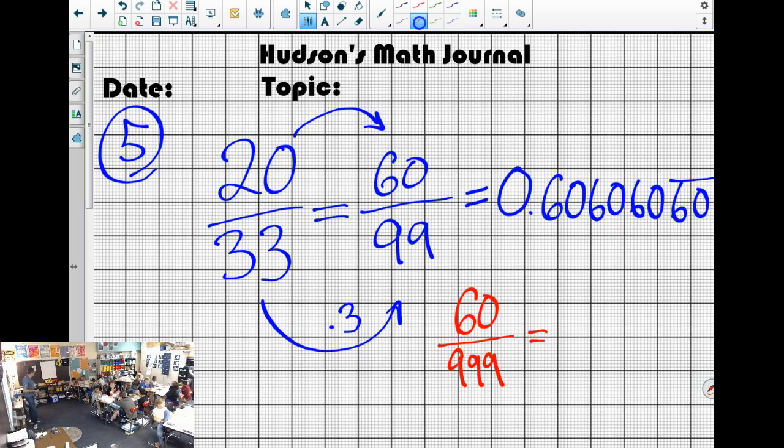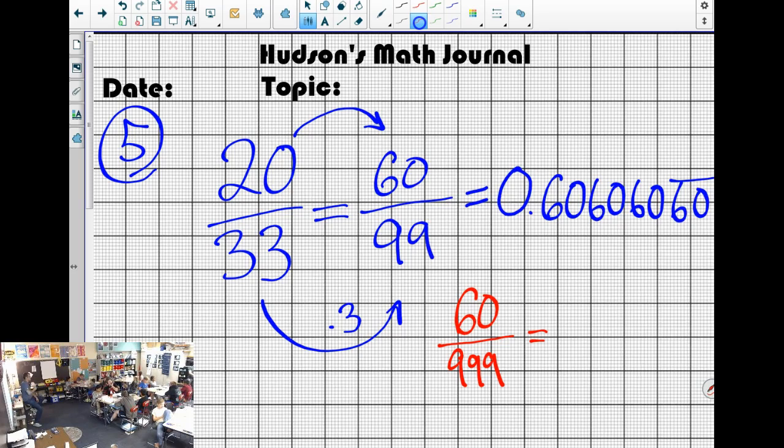I guarantee the tens place is not 6. Because think about it. We have 60 divided by 999. I guarantee the tens place is not 6. That doesn't make any sense. Do we have predictions that you want to share?